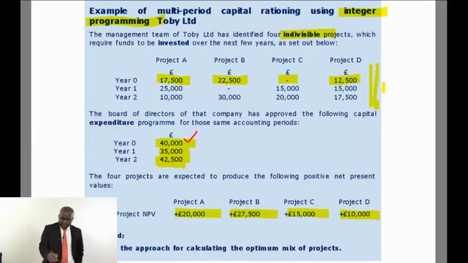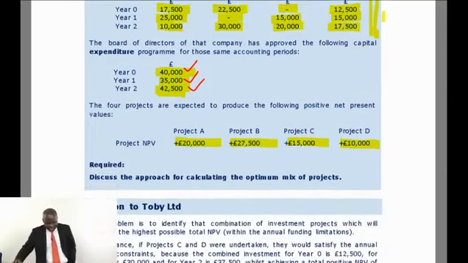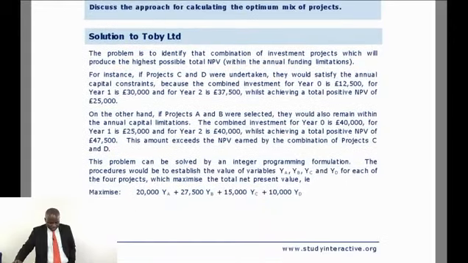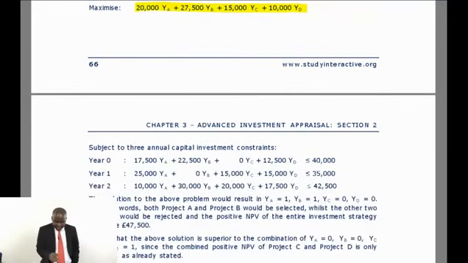Same way, if you come to year 1, 25,000A, 0B, 15,000C, 15,000D should be equal or less than the 35,000. And then here 10,000, 30,000B, 20,000C, 17,000D should be less or equal to the 42,500. That is what we did here for you. So you can see that. Okay, so it's the same as we did last week.